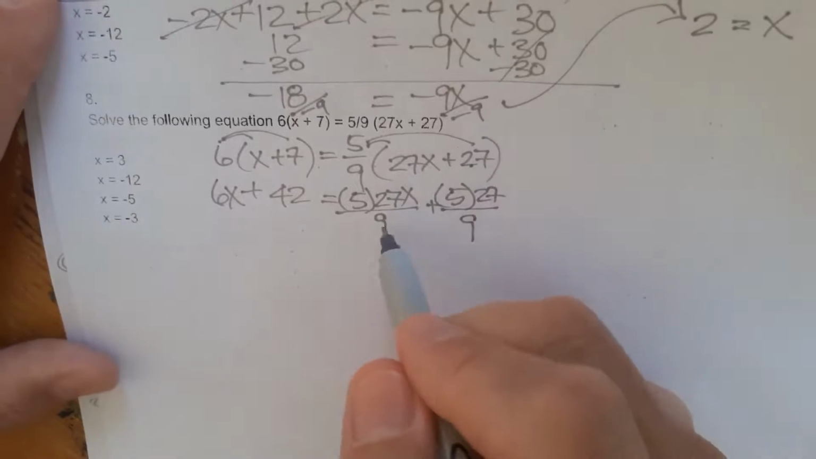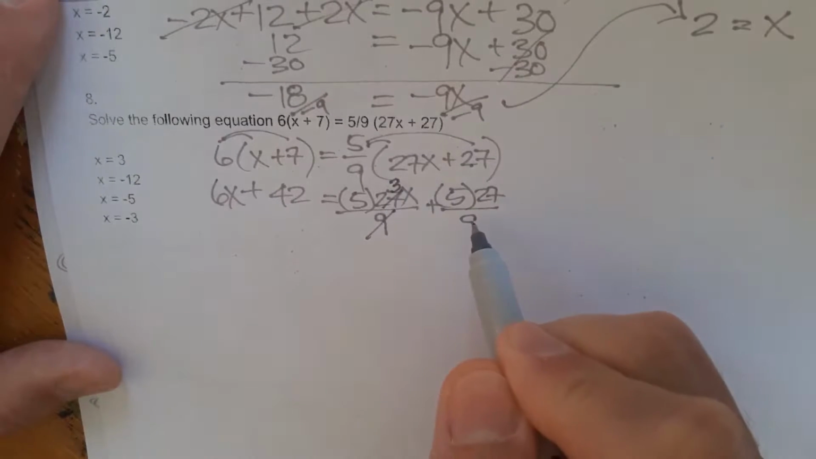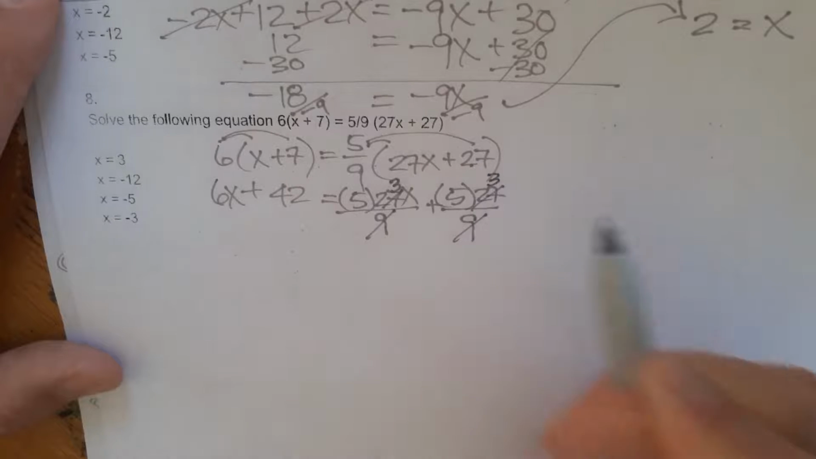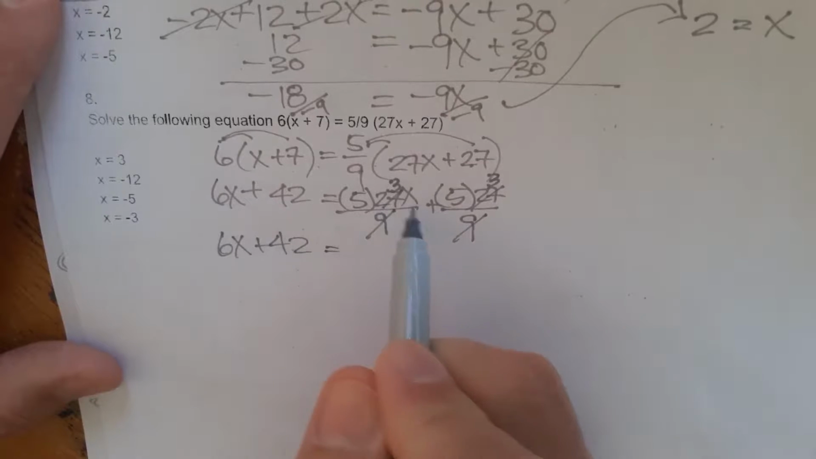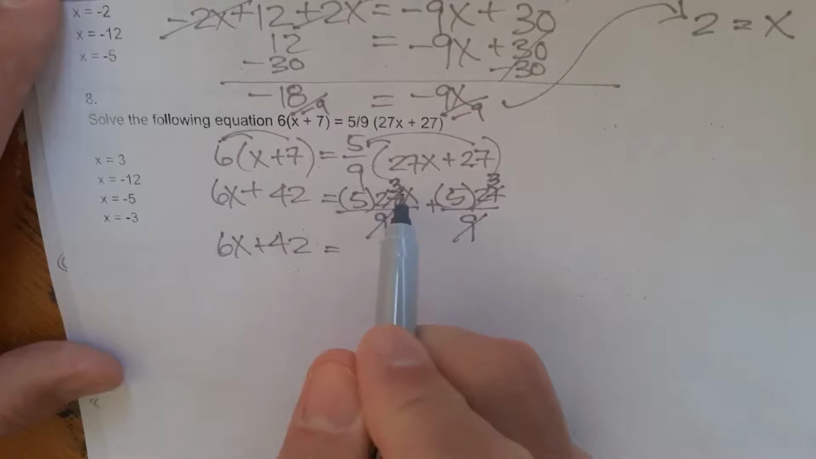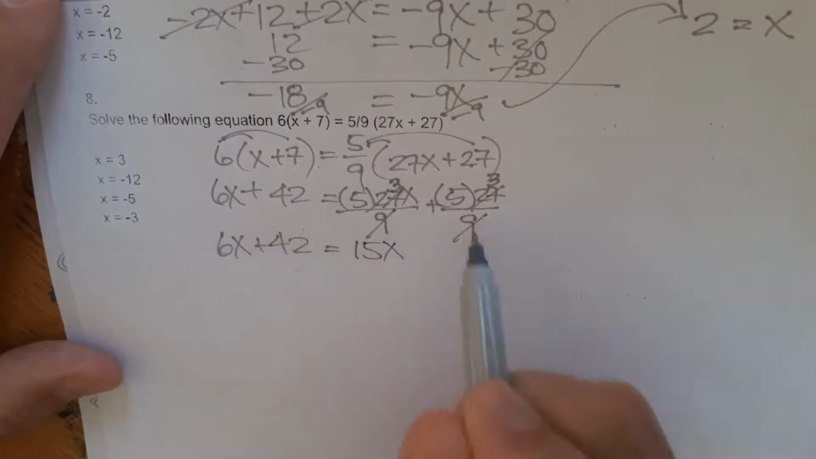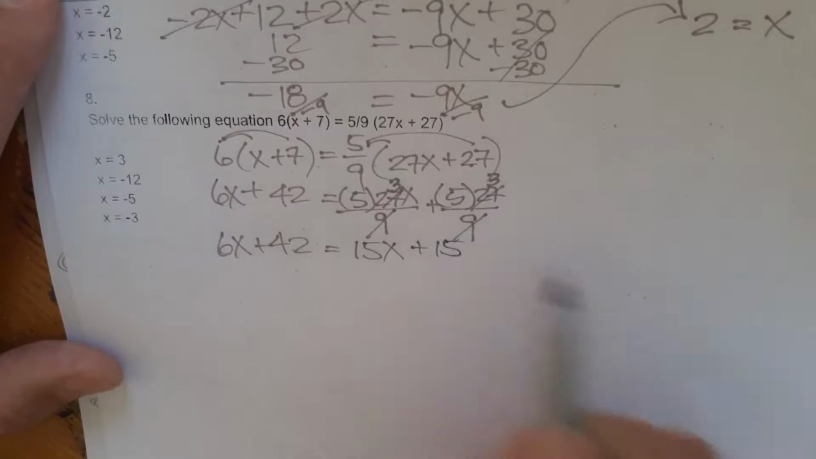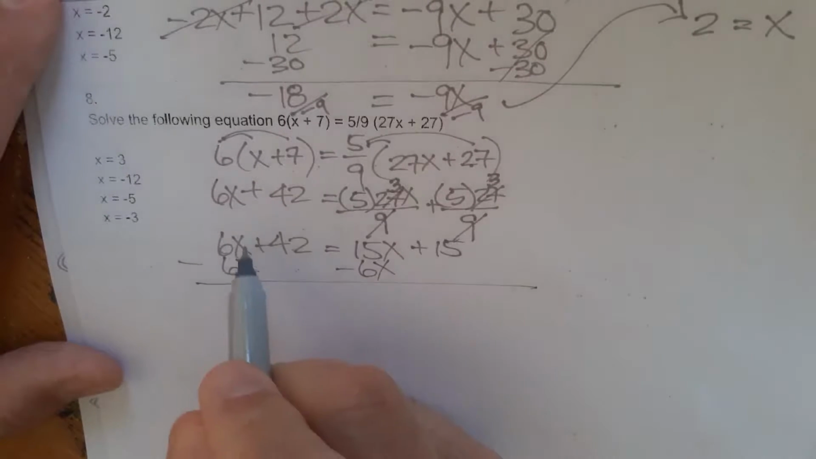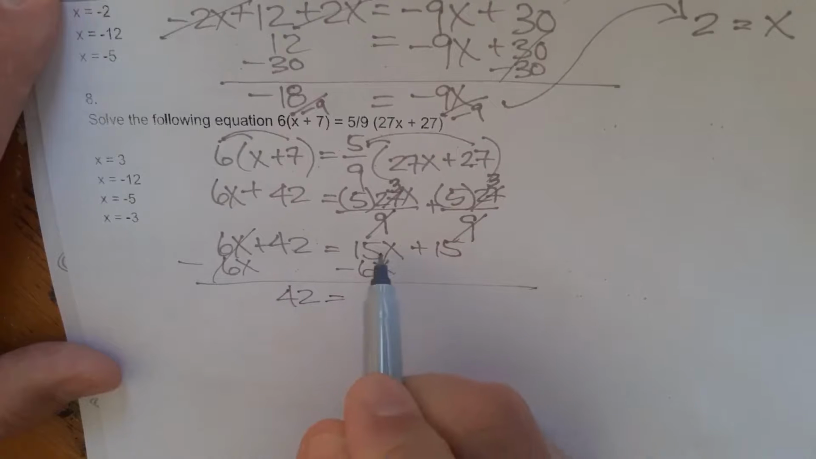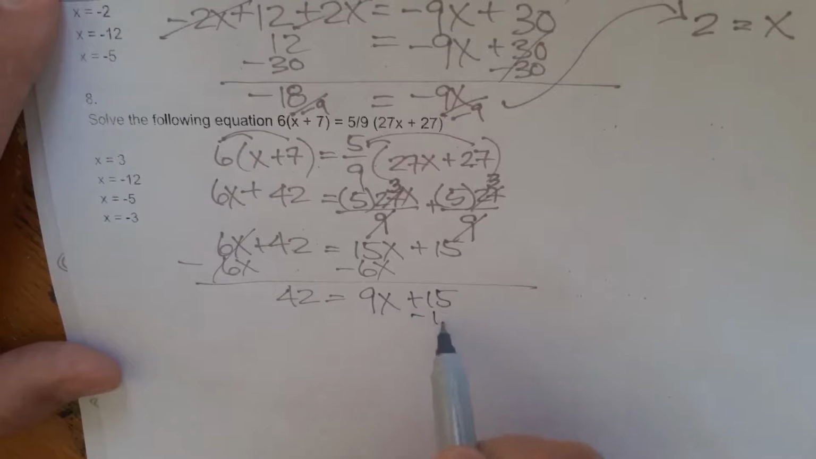Now I can simplify. This 9 goes in here 3 times. This 9 goes in here 3 times, all right? So we're going to bring down the 6x plus 42. This now, the 9's gone, the 27's gone. It's a 5 times 3x, which is 15x, and it's a 5 times 3, which is 15. I'm going to subtract the smaller number of x's from both sides. 42 equals 15x minus 6x leaves us with 9x plus 15. I'm going to subtract 15 from both sides.